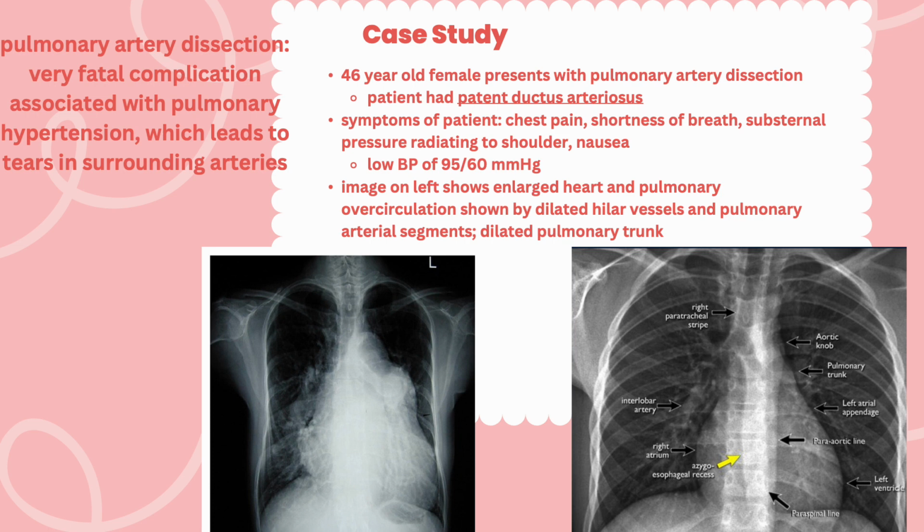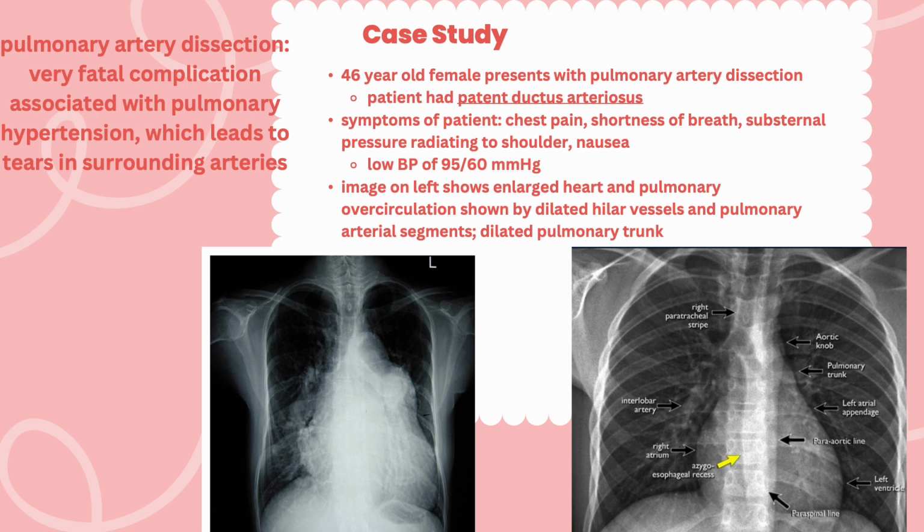So the patient came in to the ER with symptoms of chest pain, shortness of breath, substernal pressure radiating to the shoulder, and nausea. These are pretty common symptoms of someone with a heart condition. And she additionally had a low blood pressure of 95/60, which makes sense because if her arteries are tearing, there's obviously not going to be as much blood flow within those arteries, which can lead to a lower blood pressure.